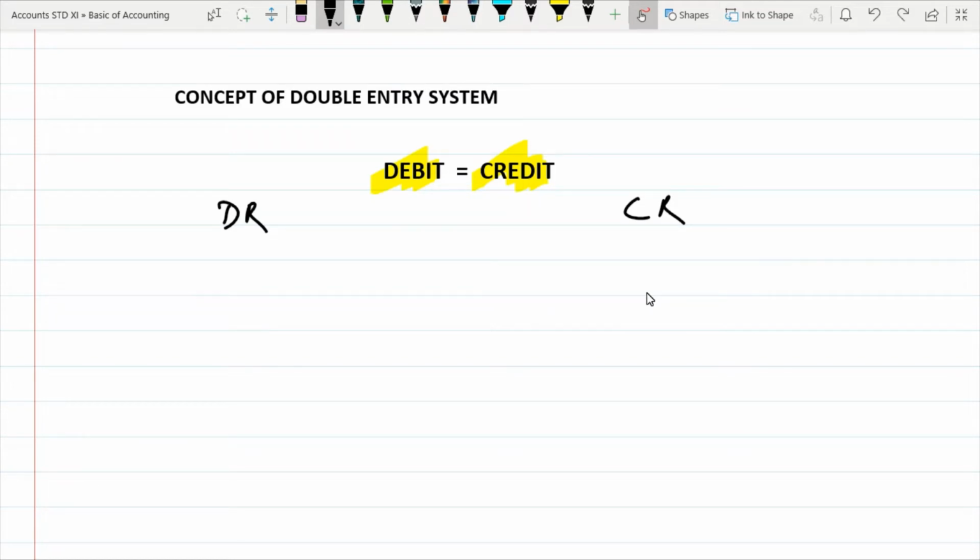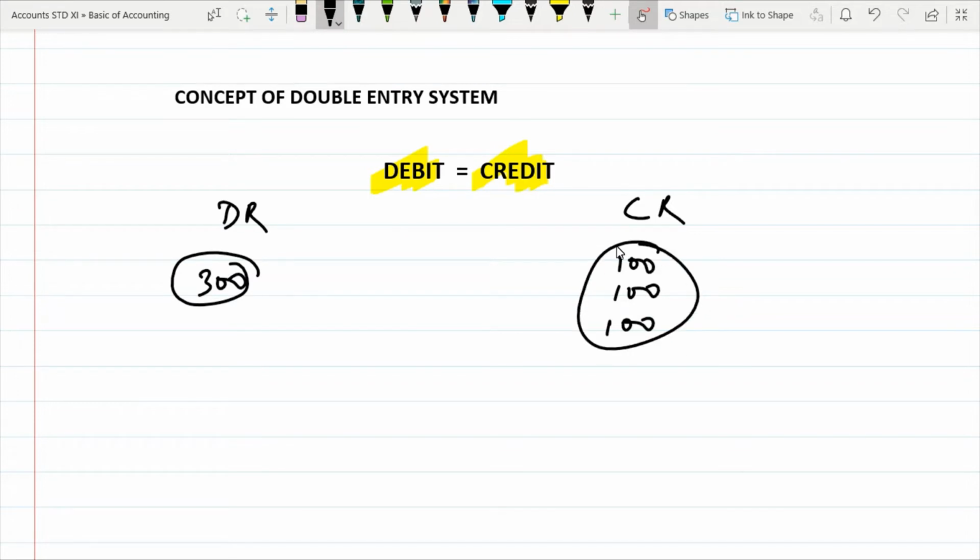Now see, in case this side it is 300 rupees, it is not necessary that we have only one entry this side. We could have a couple of entries. We could have 1, 2, 3, but the end of it is 300 should be equal to 300. Now I'm talking about a single transaction. The total amount should be equal to the total amount on the other side. So the total amount of debit side has to be equal to the total amount of credit side.